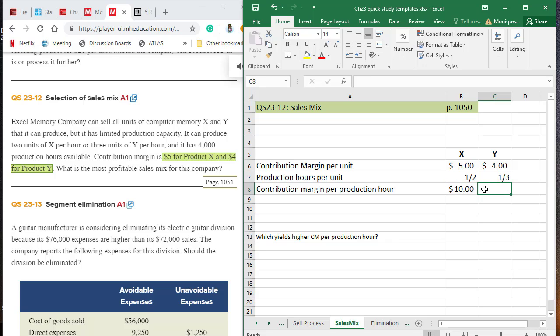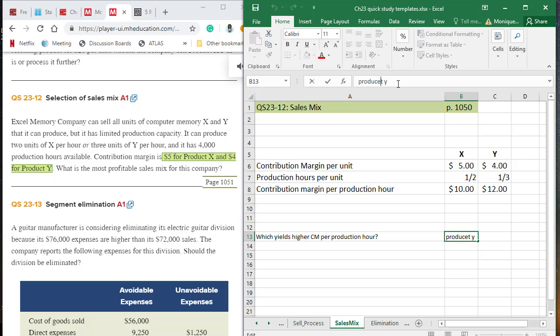And we're going to do the same formula over here. We're going to take the $4 per unit, and then we're going to divide that by the 1/3, and we come up with $12 per hour. So that means if you have 1 hour, would you rather get $10 or would you rather get $12? You have to decide between those two. Well, I'd rather have the $12. So which yields a higher CM per hour? It would be product Y. Even though we have to do 3 of them, we can do 3 of them in 1 hour.